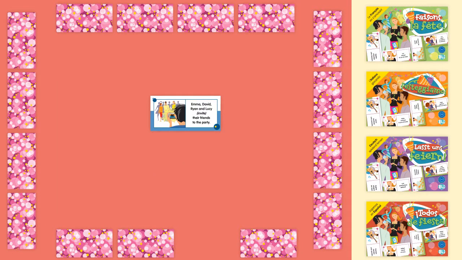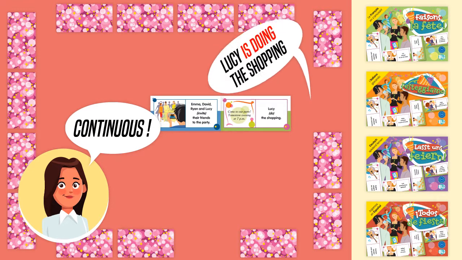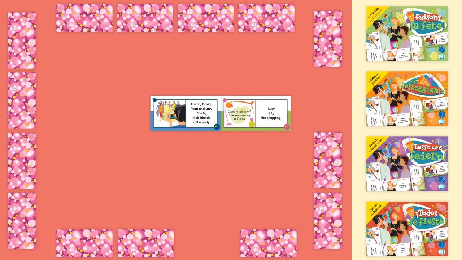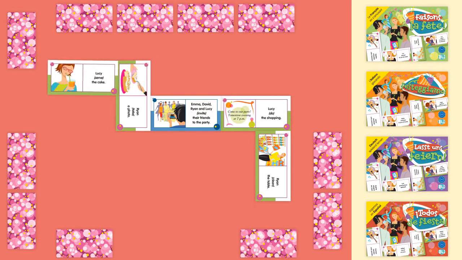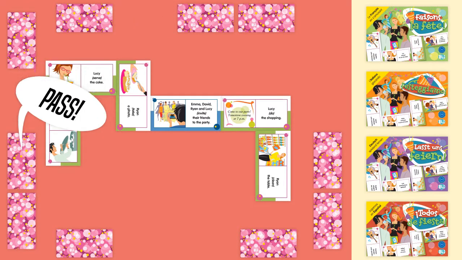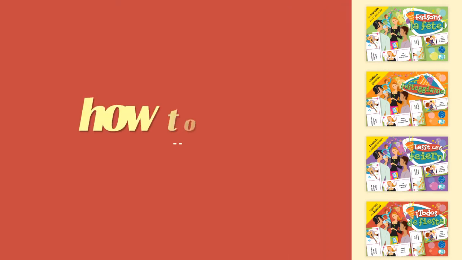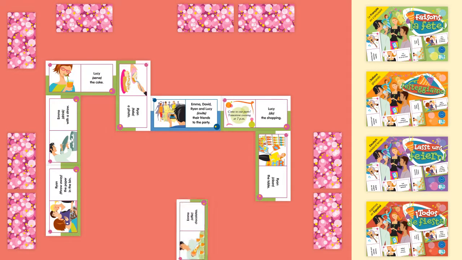Play proceeds with the next player on the right, who matches the illustrated situation with the sentence. Cards can be matched on both sides of the sequence. Remember, the verb must be conjugated in the required tense and in the correct person and form. If a player has no connecting card, he or she must pass, declaring it pass. The first player to use up all of his or her cards is the winner.